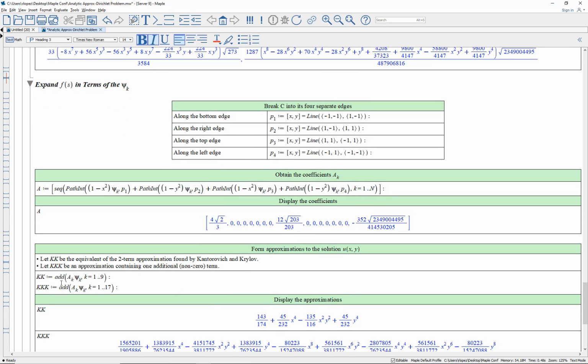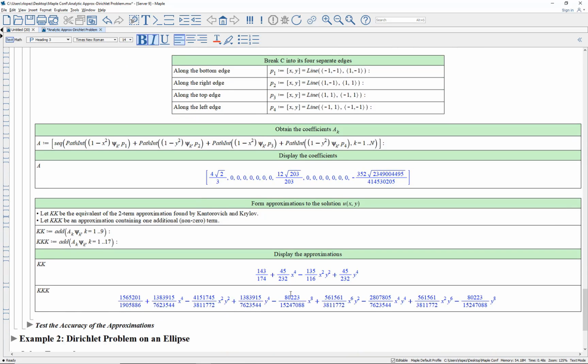So there are two approximations I'm going to look at. The one that Kantorovich and Krylov used, the two-term, and KK was already in my head as the abbreviation for Kantorovich and Krylov, but two terms and two k's, that worked okay. And then I used three k's. Okay, here's what they look like. Two terms, Kantorovich and Krylov. Three terms just to see what happens if you do one more term.